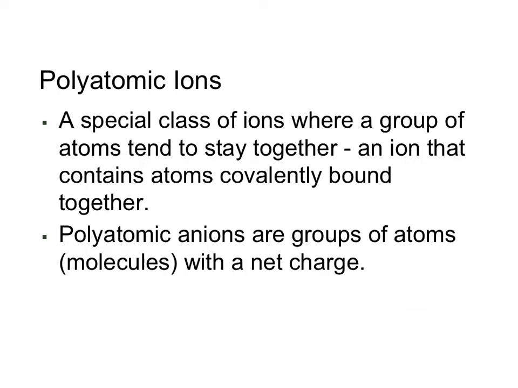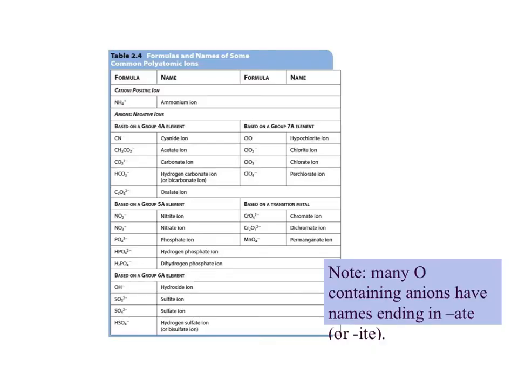What we've been discussing so far are what we call monatomic ions, ions that are formed from just one element. Polyatomic ions are another type of ion that forms from a group of elements. And so we'll have 2 or more elements bound together that overall have an associated charge. This table lists the more common polyatomic ions.